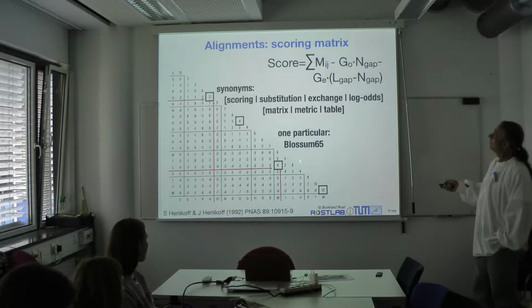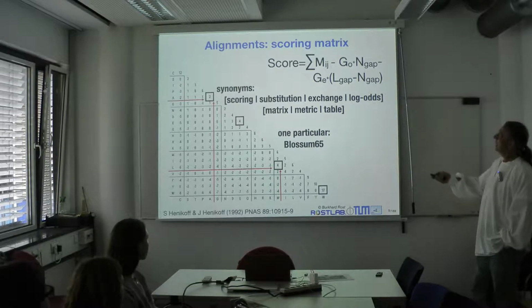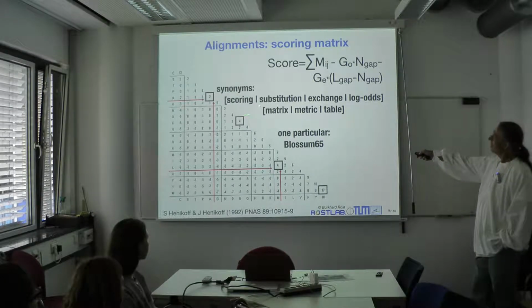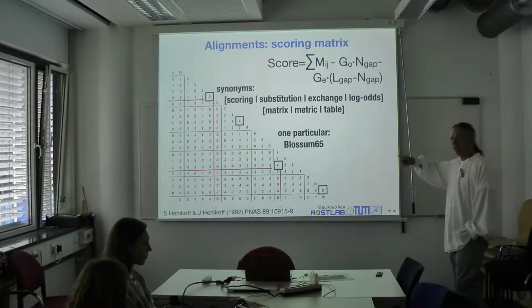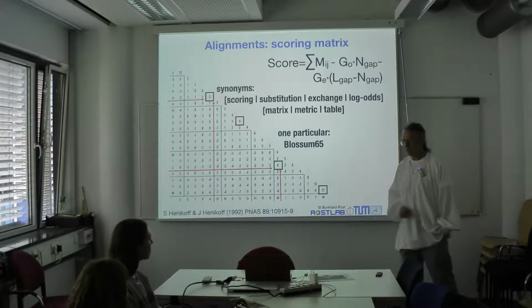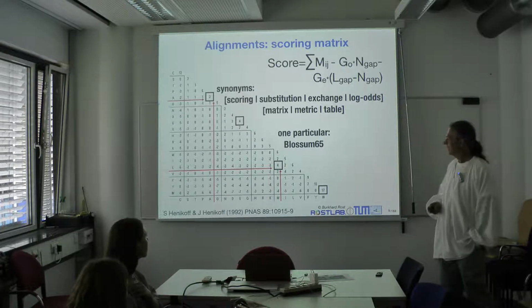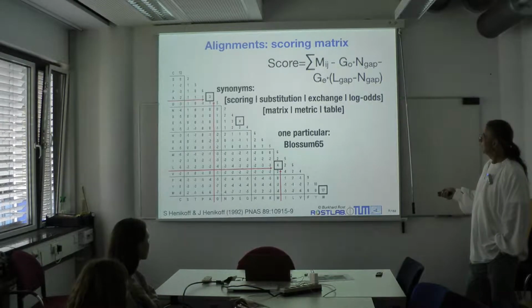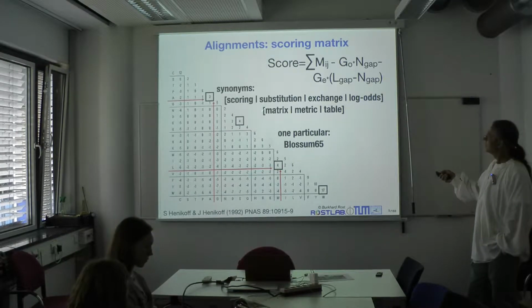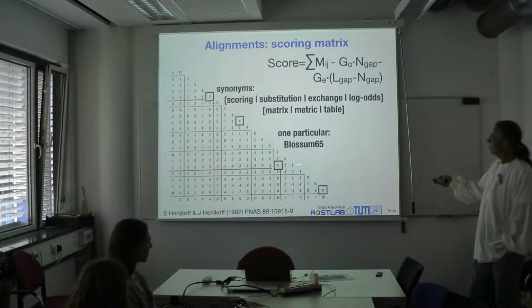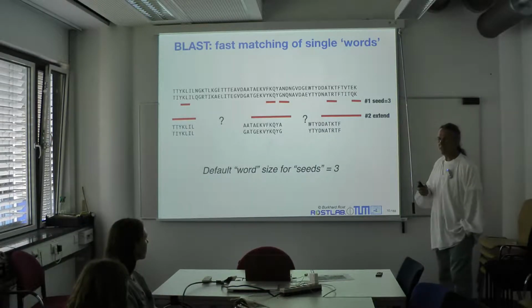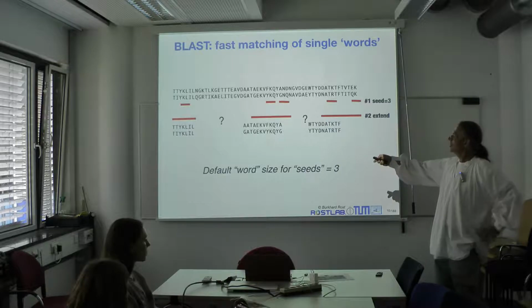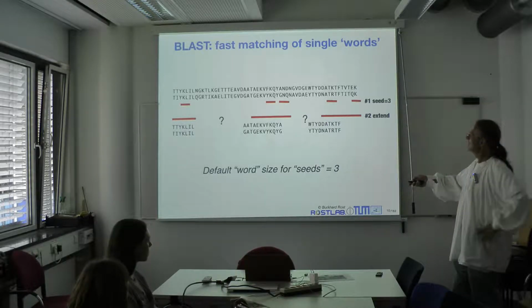There are different words out there for what I show here. You can call it a scoring matrix, a scoring metric, a scoring table, substitution matrix, and so forth, right? You will find all of these words. It's all the same thing, and I use all of these here. The most frequently used one is the BLOSUM 62.